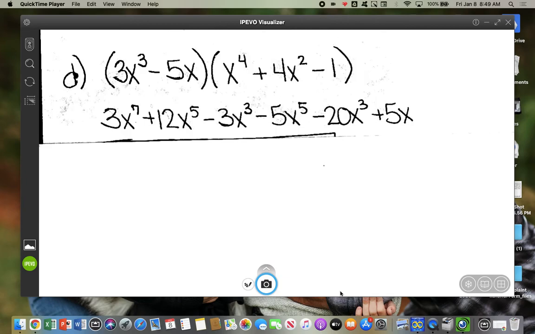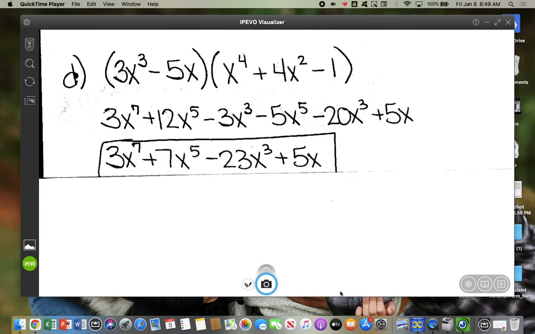All right, now on this, we definitely had some like terms show up, so we have some things that we can put together. All right, what's the highest power? All right, what's the next highest power? Then the next highest power. Then the next highest power. So, this is what I got.